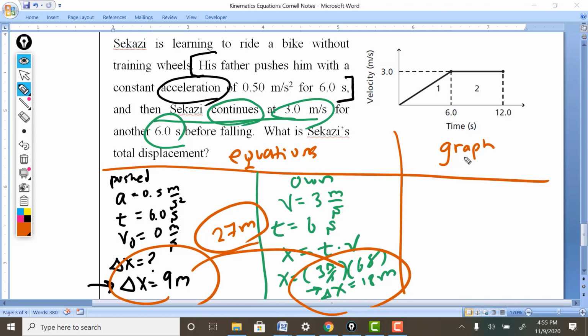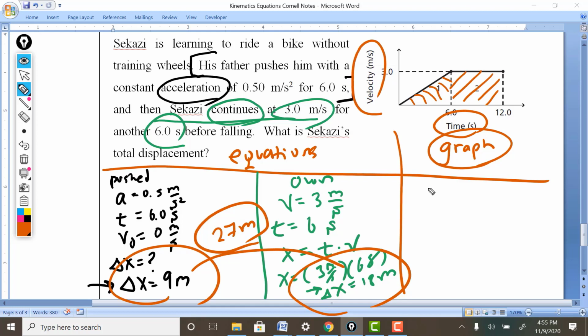Check it out. Graph. Look at this graph. If we were to find the area of this triangle and add it to the area of this rectangle, we would get displacement because it's a velocity versus time graph, right? So for number one, I have a triangle plus rectangle. For the triangle, I have 1/2 times the base, which looks like 6, and then the height looks like 3 meters per second. The rectangle looks like it's 6 seconds, right? From 12 to 6 is 6 seconds. And the height, again, is 3 meters per second.